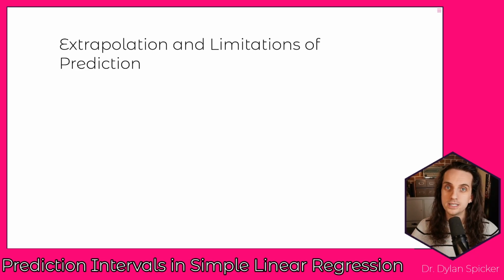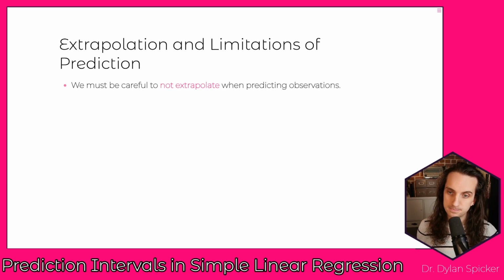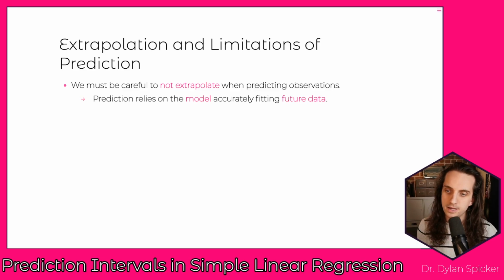We're going to be able to make guesses as to the values of unseen data, right? And that's going to be very useful for us, but it is going to be limited in certain ways. And so we should make sure that we're aware of those limitations. So the first piece is that we have to be careful not to extrapolate when we're predicting observations. And so what do we mean exactly by this?